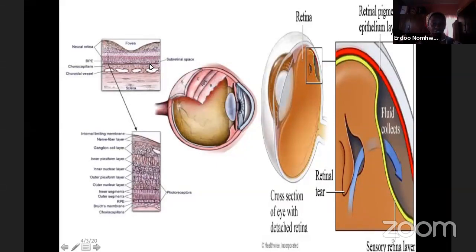Getting a cross section of the eye at the fovea, you have the neural retina, you have the RPE, then you have the choriocapillaris. So your subretinal space is somewhere in the middle there, and that's where fluid tends to accumulate when you have a retinal detachment. So there's a pull and a traction there.